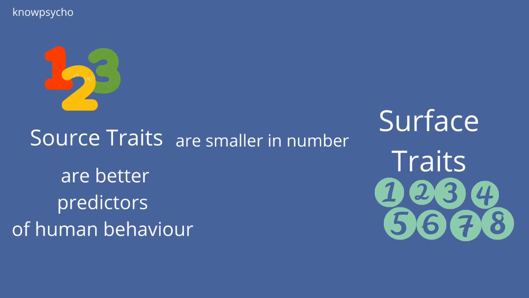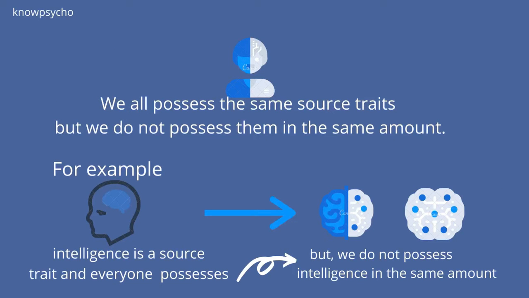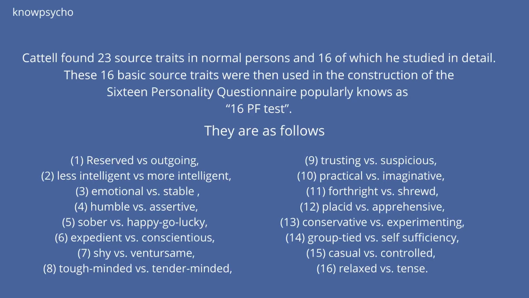Source traits make up the most basic structure of personality. Although source traits are smaller in number than surface traits, yet they are better predictors of human behavior. We all possess the same source traits, but we do not possess them in the same amount. For example, intelligence is a source trait, and everyone possesses this, but we do not possess intelligence in the same amount. Cattell found 23 source traits in normal persons and 16 of which he studied in detail.